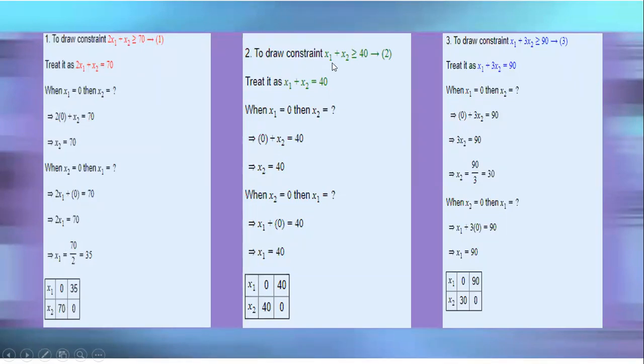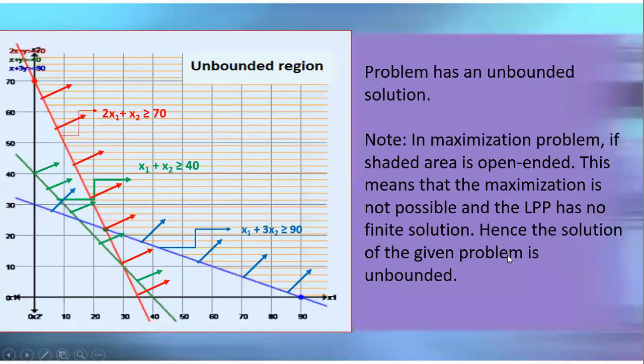Next, convert the second constraint into an equation. Put x1 equal to 0 and get the value of x2; put x2 equal to 0 and get the value of x1. The coordinates are (0, 40) and (40, 0). For the third constraint, convert it into an equation and get the values of x1 and x2: the coordinates are (0, 30) and (90, 0).